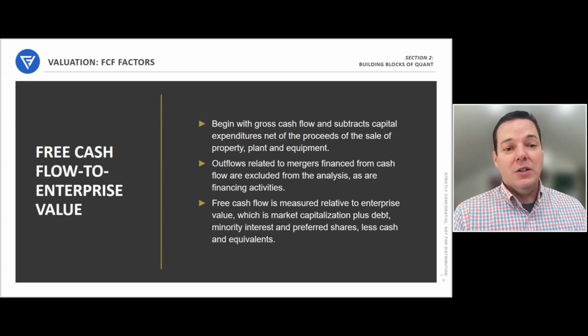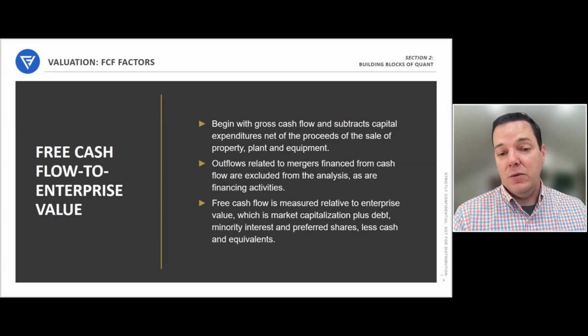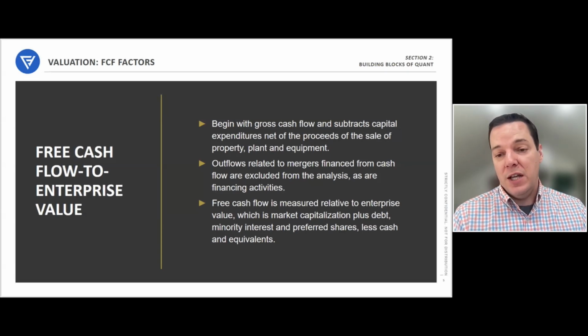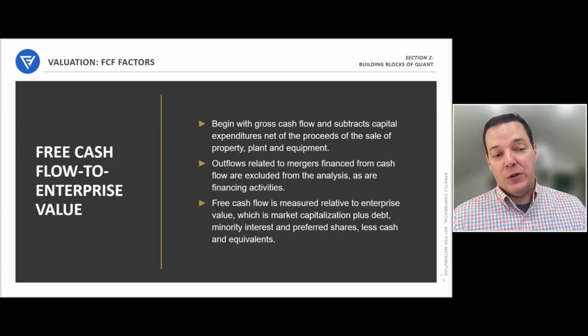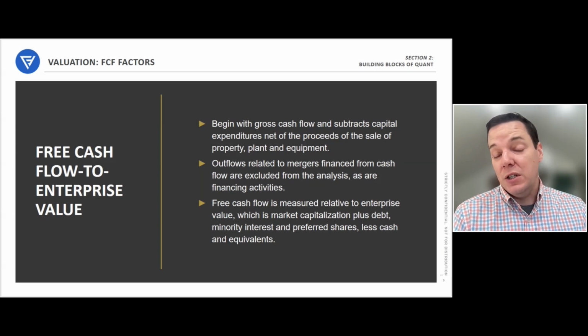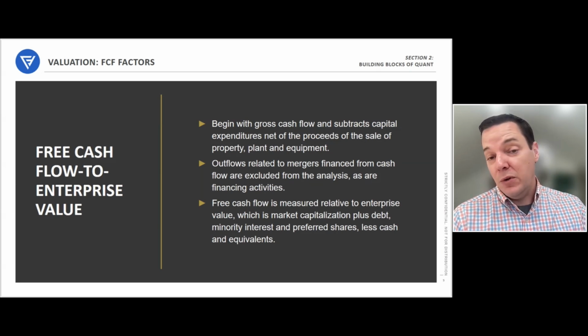We've also started to analyze a lot of our metrics relative to enterprise value instead of relative to market capitalization. And you can see that we do that here. Looking at enterprise value is just taking that market capitalization and adjusting it for some of the debt that the company has taken on. So this free cash flow to enterprise value is probably the largest single valuation metric that we have in our modeling framework, and something that we've seen deliver pretty consistent alpha over time.